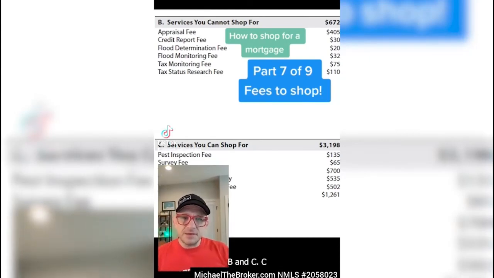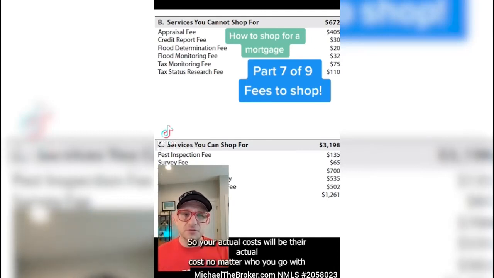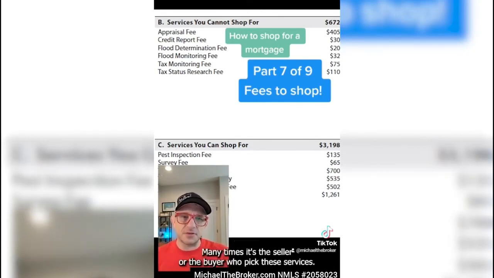Now, B and C, you really shouldn't shop between different lenders because the lender doesn't pick these services at all. So your actual costs will be their actual costs, no matter who you go with as far as the lender. Many times it's the seller or the buyer who pick these services.